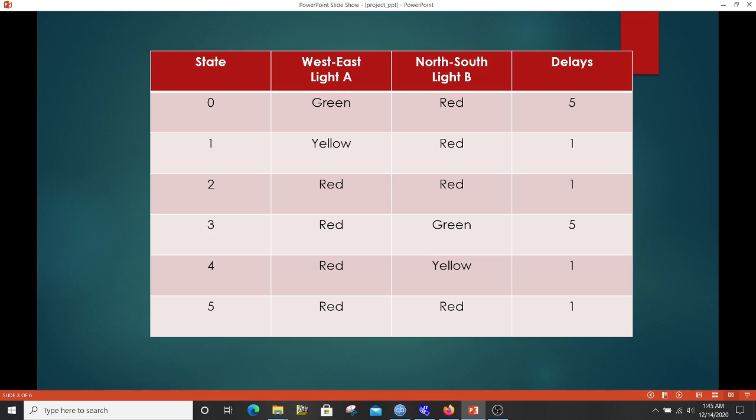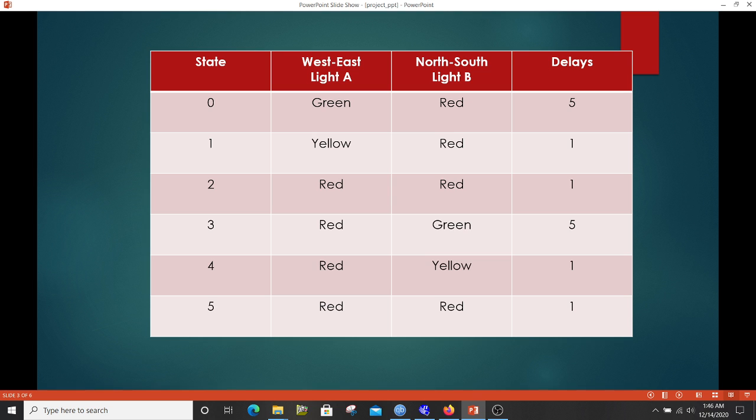The next state, that means at state 1, west east will be yellow, and that means it will signal the vehicle to stop. In the meantime, light B will remain at red, and this state will be lasting for 1 second. At state 2, light A and light B both will be red, and this state will be lasting for 1 second.